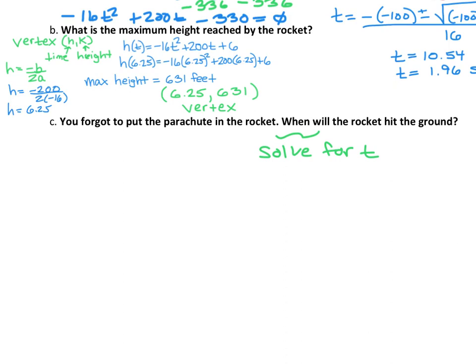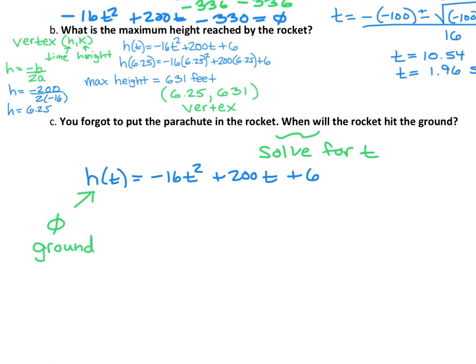So we're going to go back to our model. And our original model of the height is h of t equals negative 16t squared plus 200t plus 6. And we're going to basically substitute here a height of 0. That's ground. And as a preference, I always like my function to be over to the left. So I'm going to just switch this around. So my height equals 0.